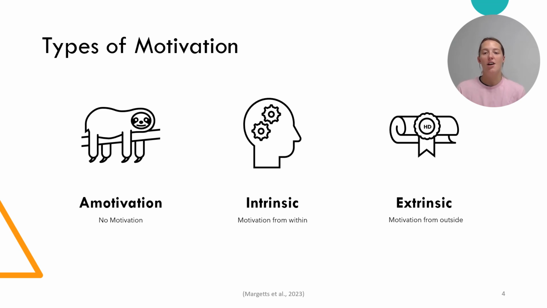And then finally, you have extrinsic motivation, or external. So that comes from the outside of the individual. So again, with studying for uni, that motivation would be, I want to get a HD. So that's why you study hard for the exam or the essay. Another good example of extrinsic motivation is going to work to get paid.